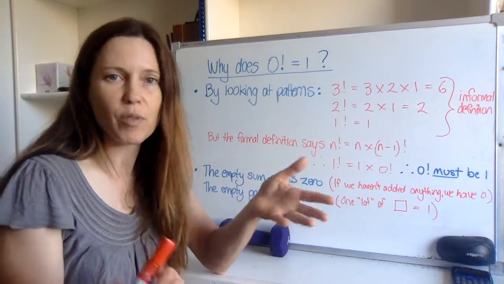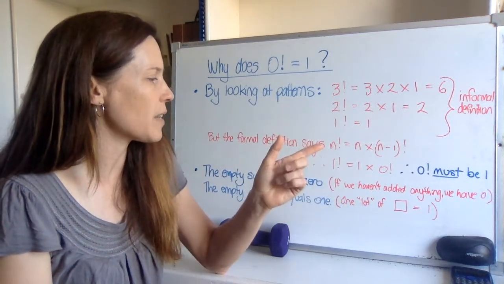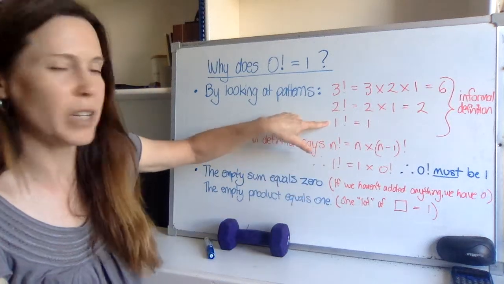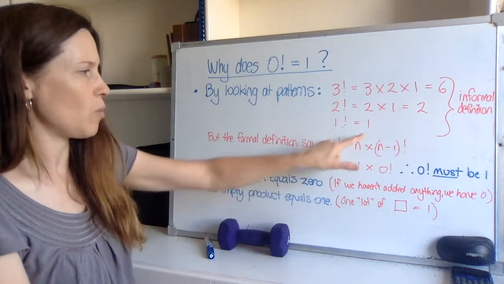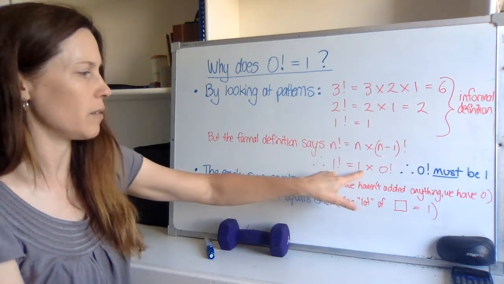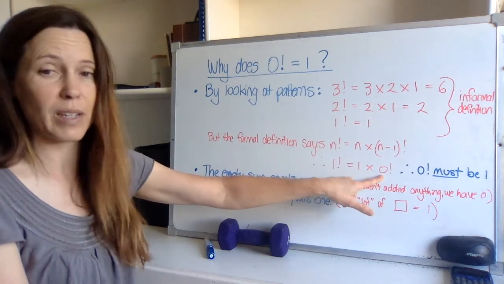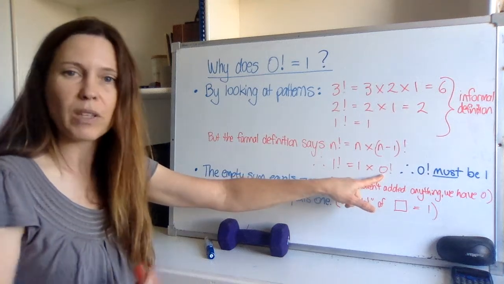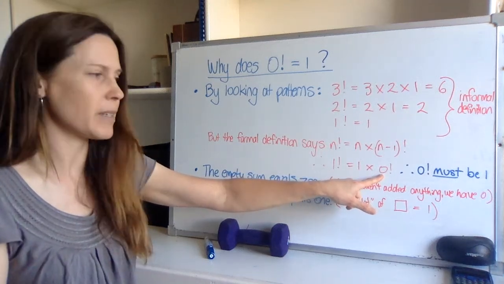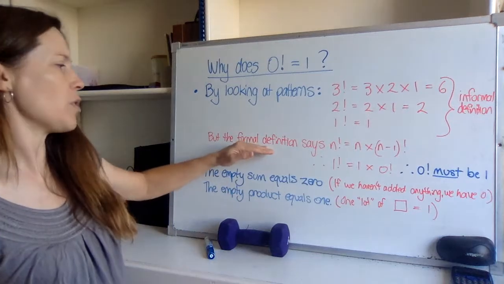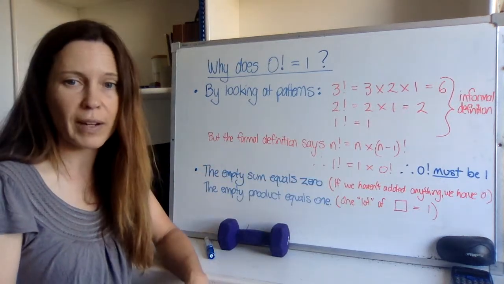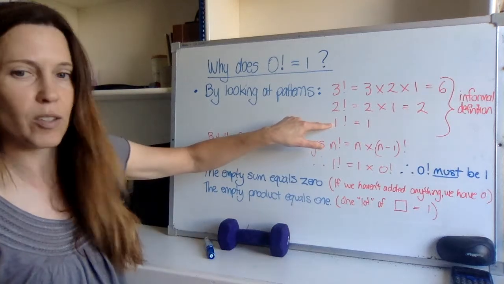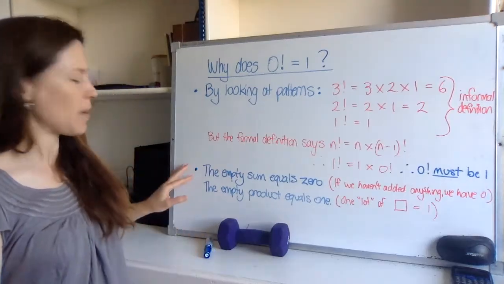And for that formal definition to work, it also makes sense to say, well, hold on a minute, we already know what 1 factorial is. It's 1. So if 1 is also equal to this, 1 multiplied by something, then that something must also be 1. Does that make sense? So that use of the formal definition actually pretty much defines what 0 factorial has to be to make this true.